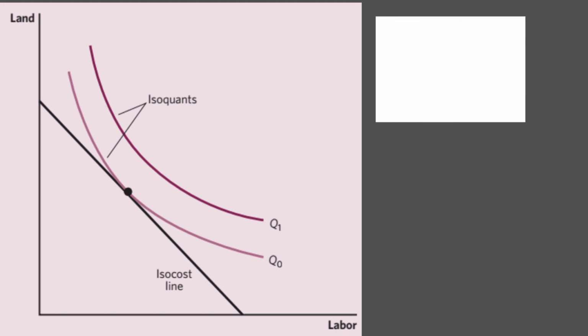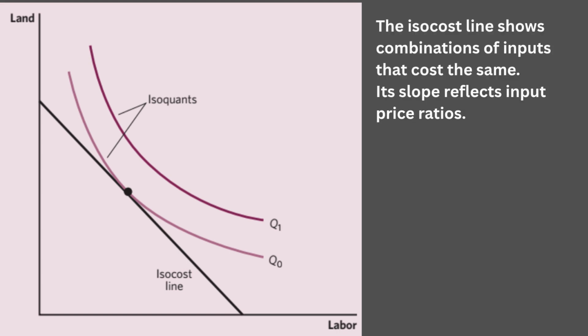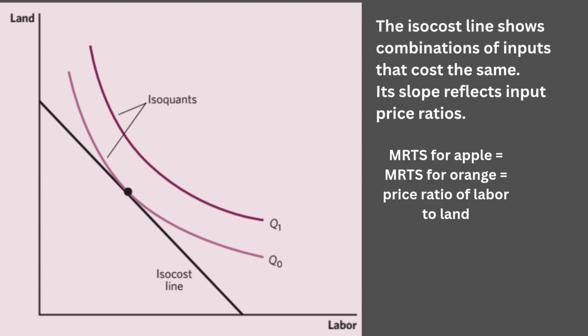The isocost line, meanwhile, shows combinations of inputs that cost the same. Its slope reflects input price ratios. For production to be efficient in a competitive market, all firms must have the same MRTS, because they all face the same prices for labor and land. In other words, MRTS for apple equals MRTS for orange equals price ratio of labor to land.